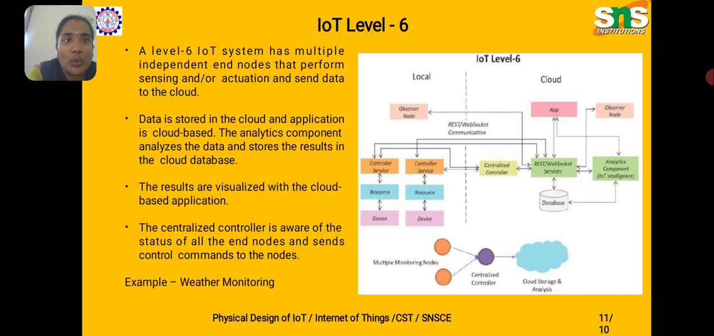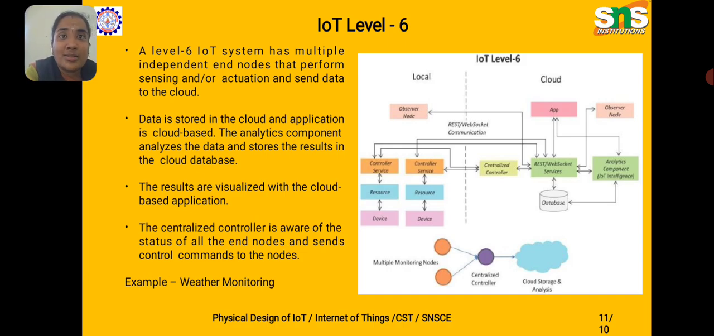In IoT level 6, the left side is the local area network and the right side is the cloud network. Here there is only one controller, and two controller services: control service 1, control service 2. They are connected to a centralized controller. The resources are resource 1 and resource 2, device 1 and device 2. Everything is connected to a controller service.